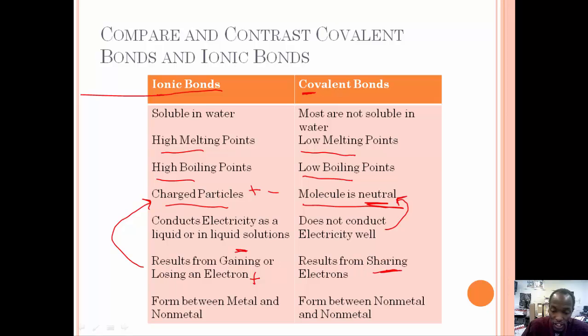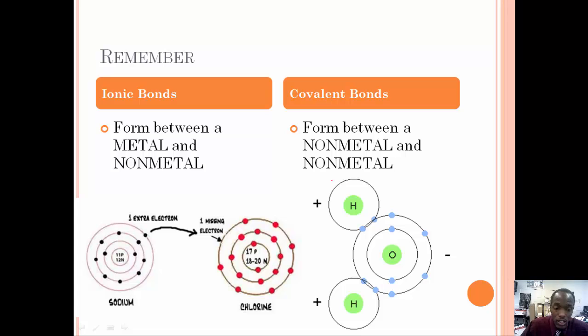They share electrons. Alright? And ionic bonds form between metals and non-metals. Covalent bonds form between non-metals and non-metals. Alright? So again, if you cannot remember, ionic bonds form between metals and non-metals. Sodium is a metal. Chlorine is a non-metal. Whereas in covalent bonds, hydrogens are non-metal. Think about the gas hydrogen, and oxygen is also a gas, a non-metal.